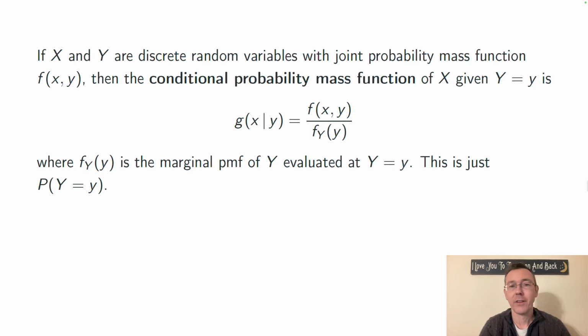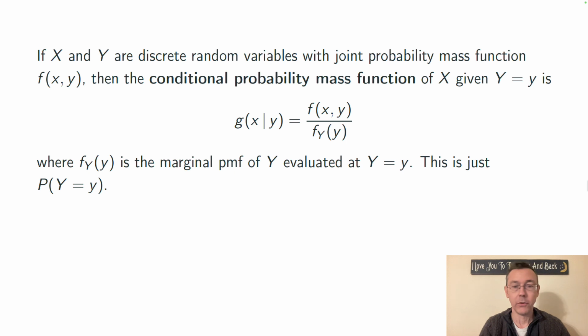Here's a more official definition. Suppose we have these two discrete random variables. The conditional probability mass function of x when y is fixed at some value, little y, is given by g of x given y is f of x comma y over f sub y of y, where f sub y of y is the marginal PMF of y evaluated at that particular value.